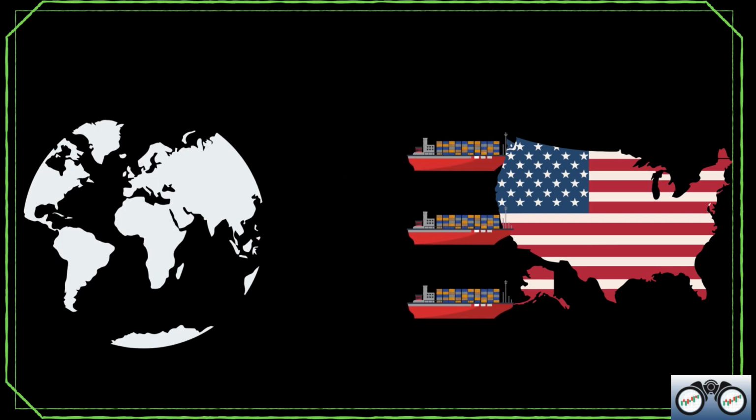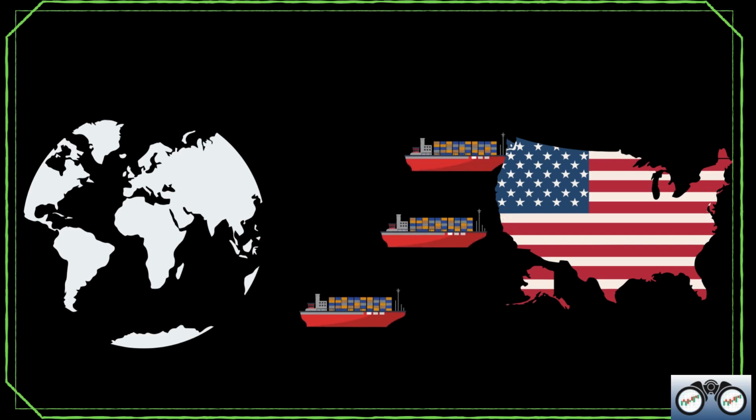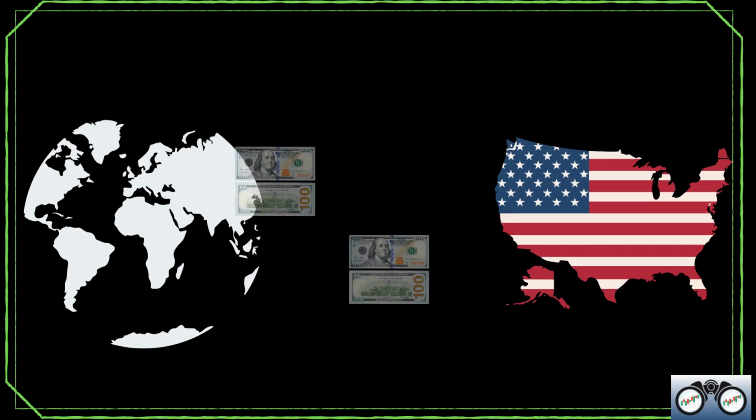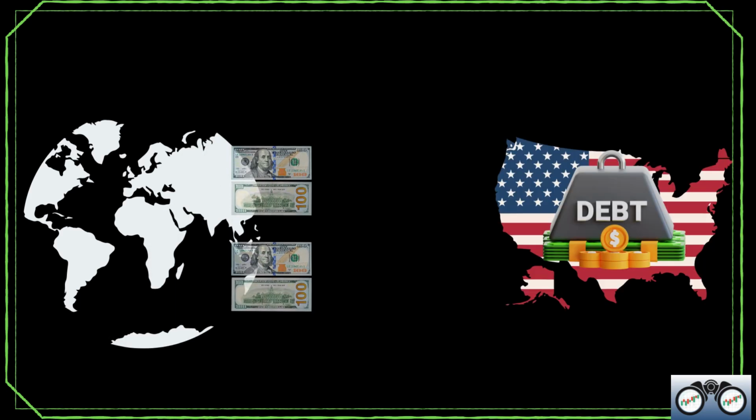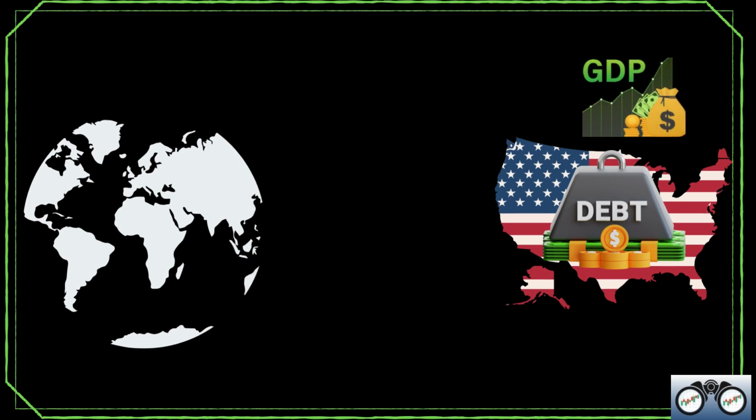Welcome to Economics Binoculars. For decades, the US economic model has been pretty straightforward. Import cheap goods, export dollars, run a massive trade deficit, and somehow still dominate the global economy. But guess what? That's changing fast.